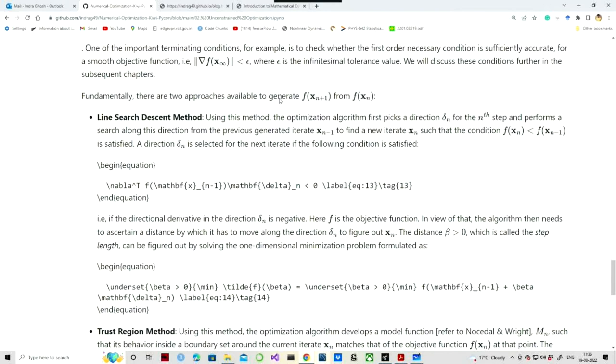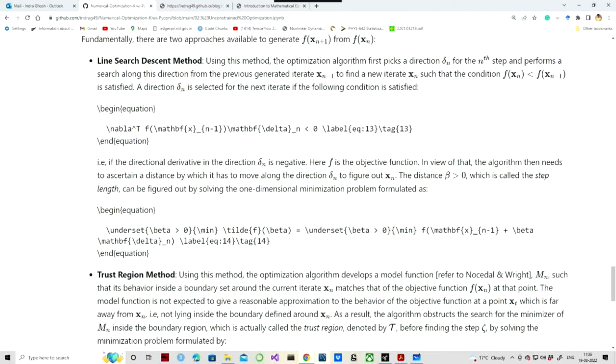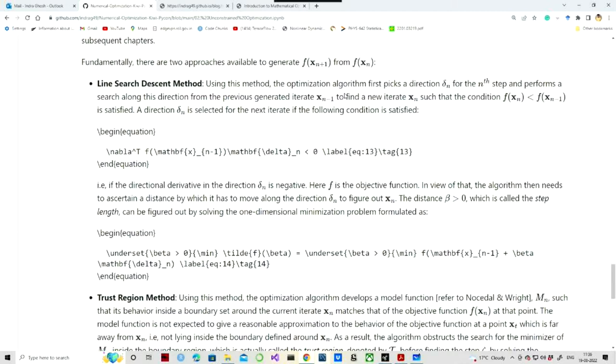Fundamentally, there are two approaches available to generate f(x_{n+1}) from f(x_n). This means the value of the objective function at a particular point and the value of the same objective function at the next point, which is chosen using some directional algorithm. We'll see that later. The most important approach for this is the line search descent method.